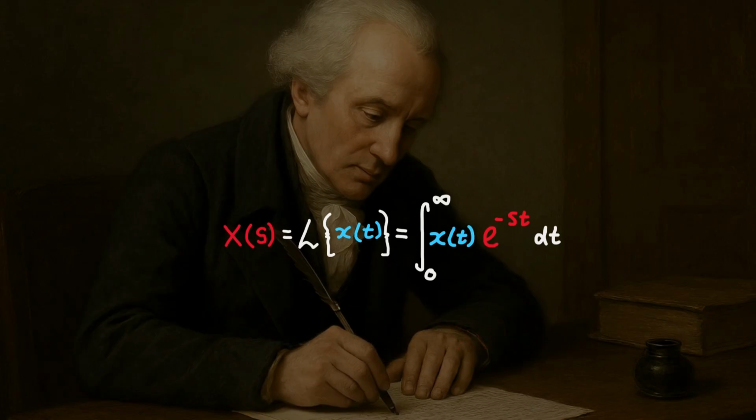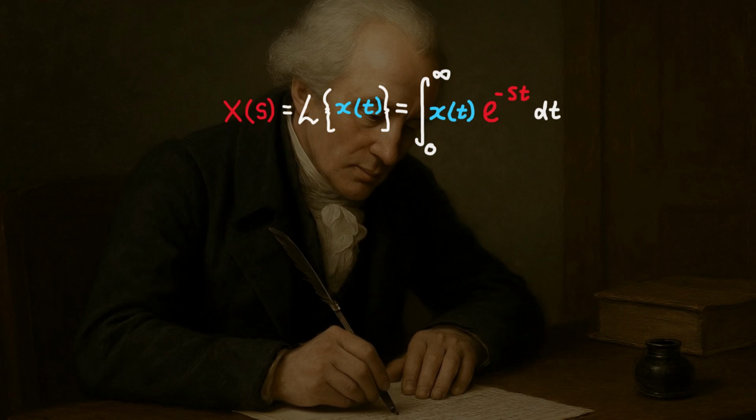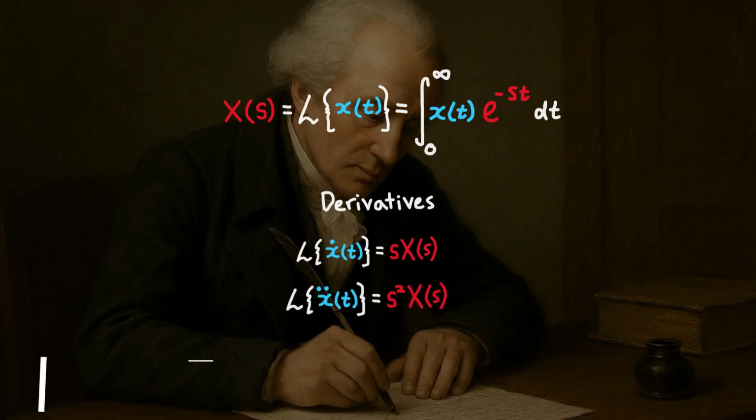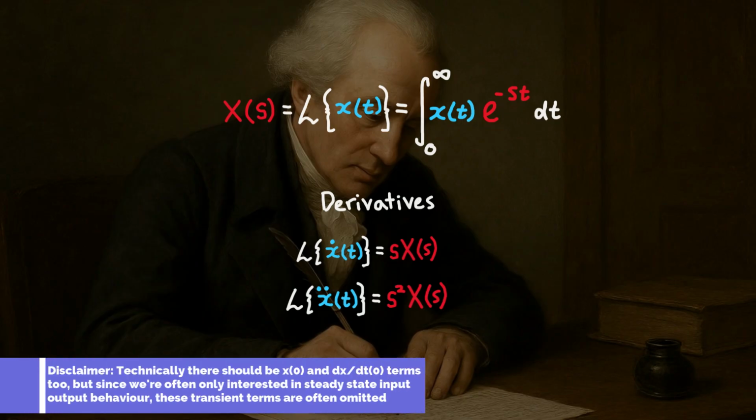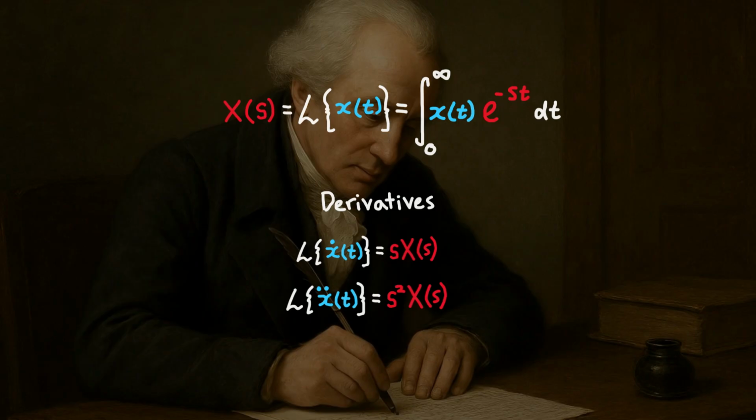And it turns out that there are a few useful properties of the Laplace transform with regards to derivatives. Firstly, it turns out that the Laplace transform of a derivative, x dot of t, is just equal to s times capital X of s. And the Laplace transform of the double derivative, x double dot of t, is just equal to s squared times capital X of s. This is a useful property because this operation replaces a complicated derivative with a relatively simple multiplication of s.